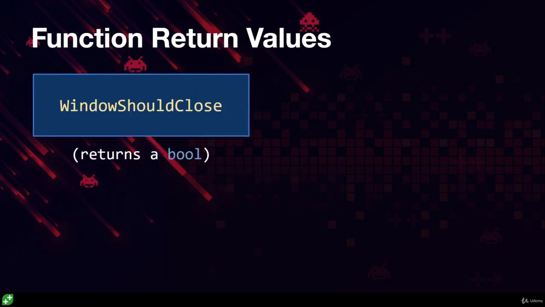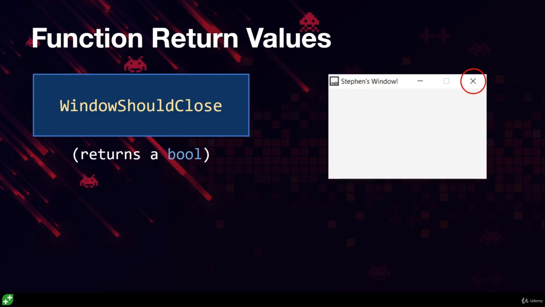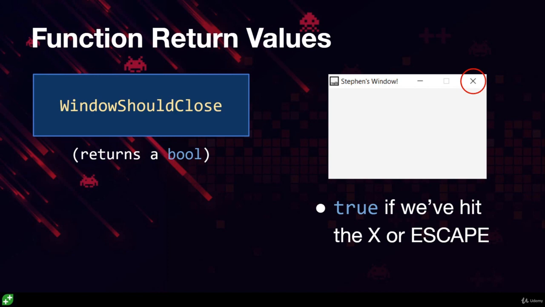Raylib has a function called windowShouldClose. It returns a Boolean. windowShouldClose returns true if we've hit the X icon at the top right of the window. It also returns true if we've hit the escape key. It returns false if neither of these has happened.